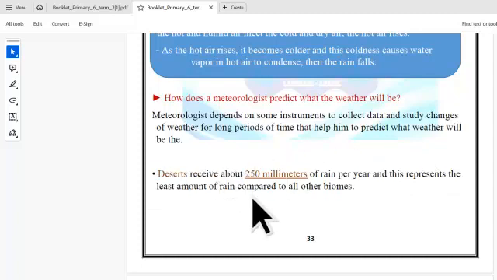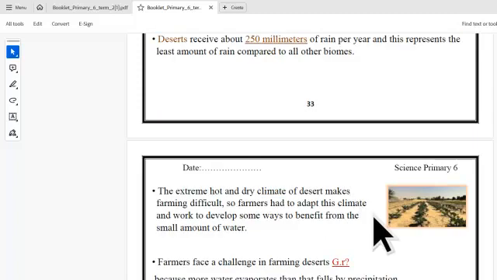Deserts receive about 250 millimeters of rain per year, and this represents the least amount of rain compared to all other biomes or all other ecosystems. The extreme hot and dry climate of deserts makes farming difficult, so farmers had to adapt to this climate and work to develop some way to benefit from the small amount of water. Farmers face a challenge in farming the deserts.